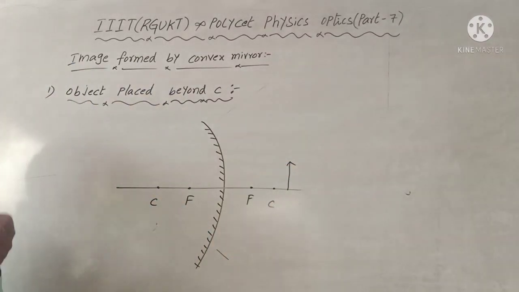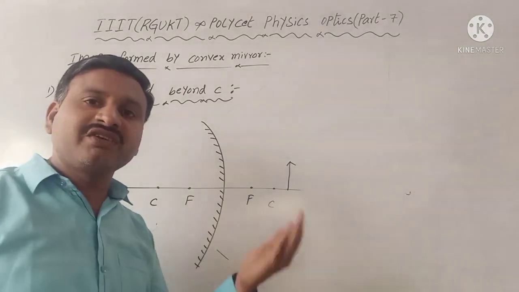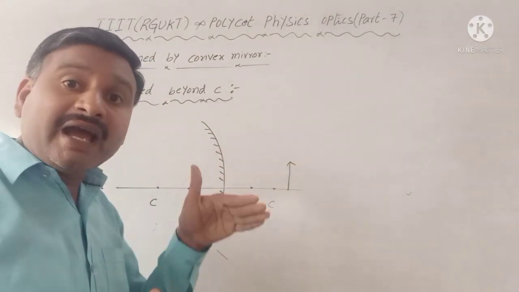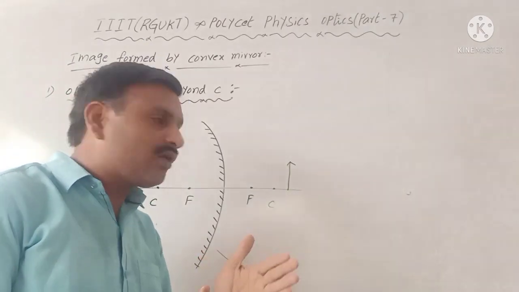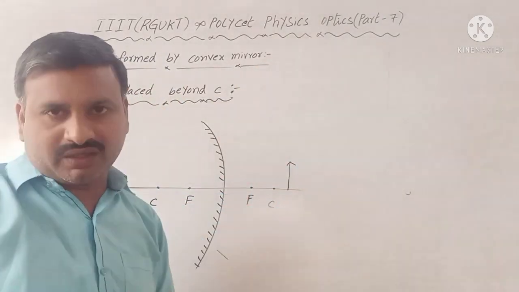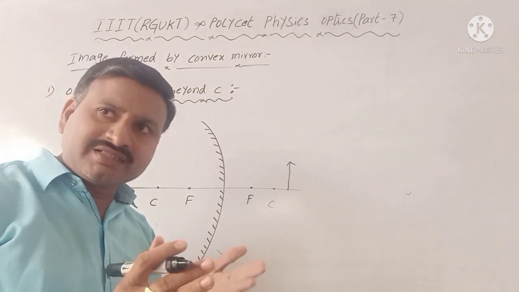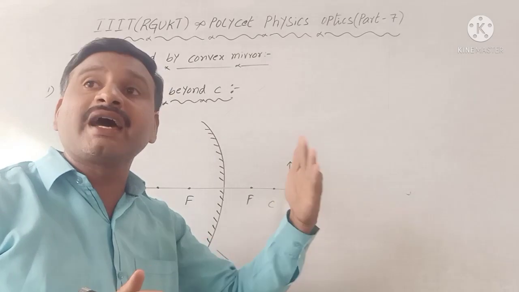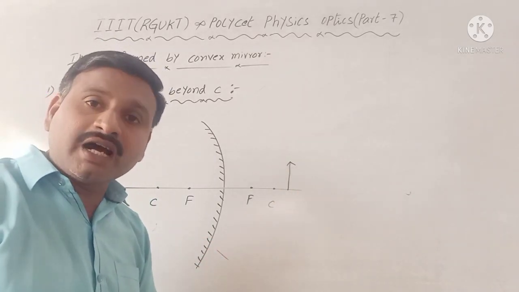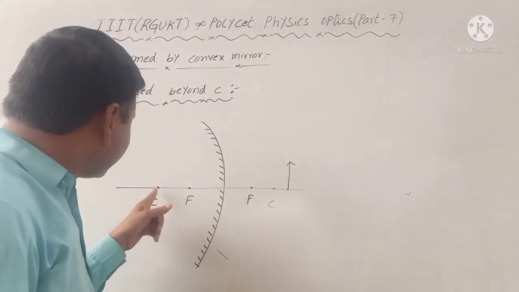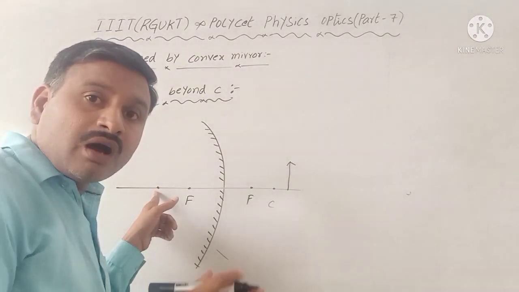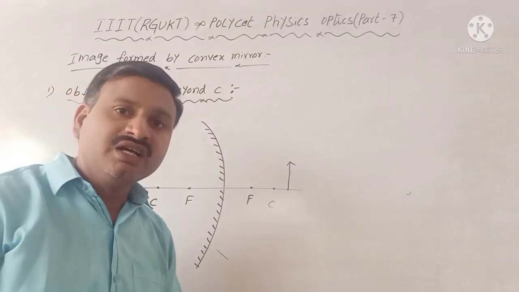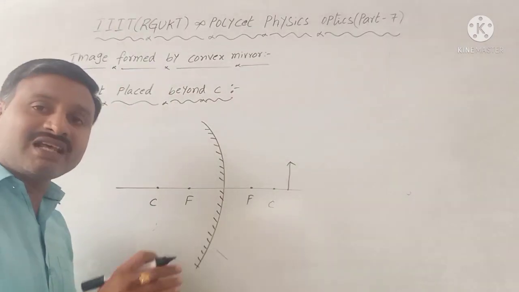How many rules did I tell you in previous classes? 3 rules. What are the 3 rules? First: a ray passing parallel to the principal axis, after reflection passes through the focus. Second: a ray passing through the focus, after reflection passes parallel to the principal axis. Third: a ray passing through the center of curvature, after reflection retraces back in the same direction.